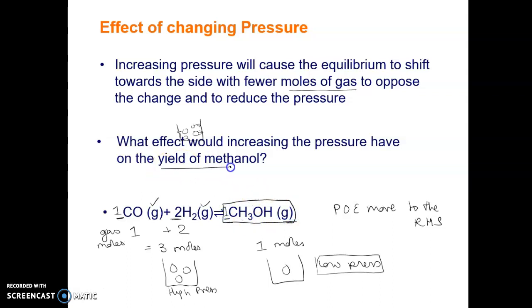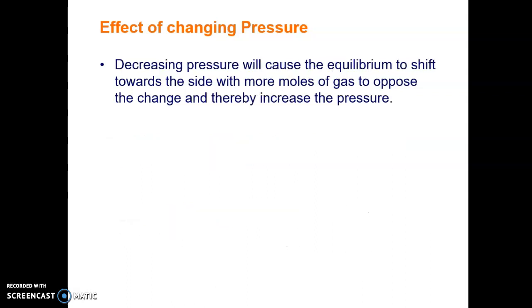So what would be the effect on the yield of methanol? You would say it will increase, and you will have to explain it in terms of the position of equilibrium having moved to the right hand side to oppose the increase in pressure, and because the right hand side has got fewer gaseous moles. Do remember to refer to the gas moles, otherwise you will end up losing marks in the exam.